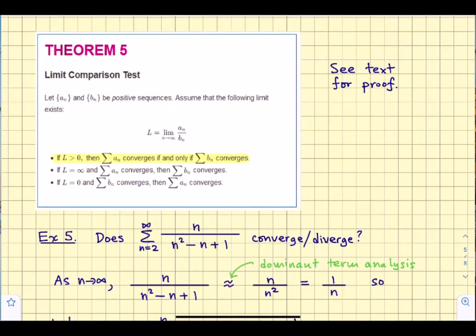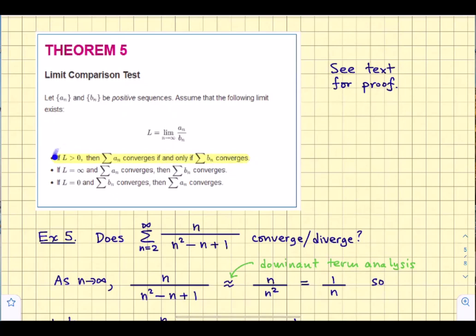The limit comparison test says, let a sub n and b sub n be positive sequences, and assume that the following limit exists. We want to compute the limit as n goes to infinity of a sub n over b sub n, and let's call that limit L. It says if that limit is positive and finite, then the sum of the a sub n converges if and only if the sum of the b sub n converges.